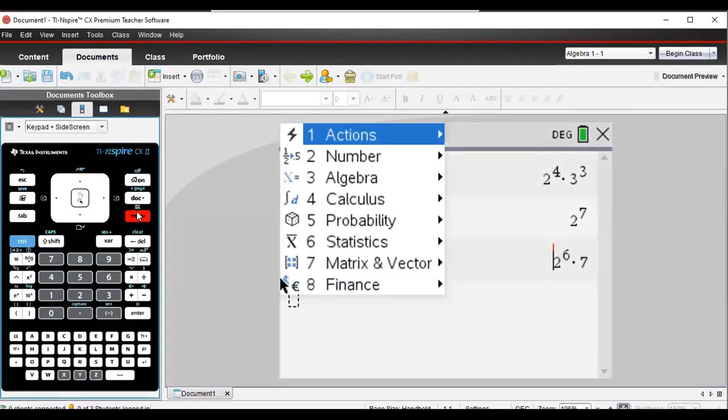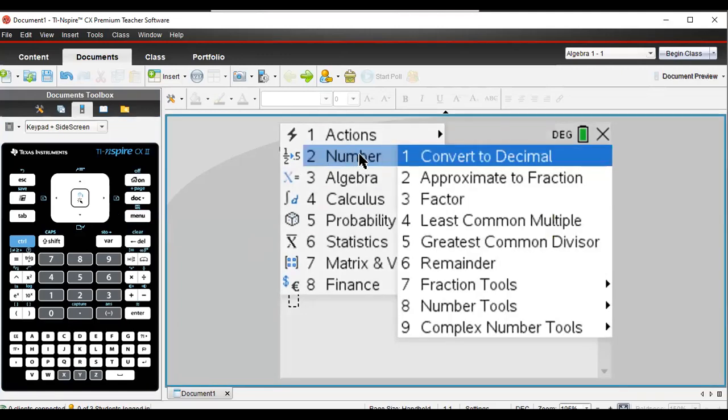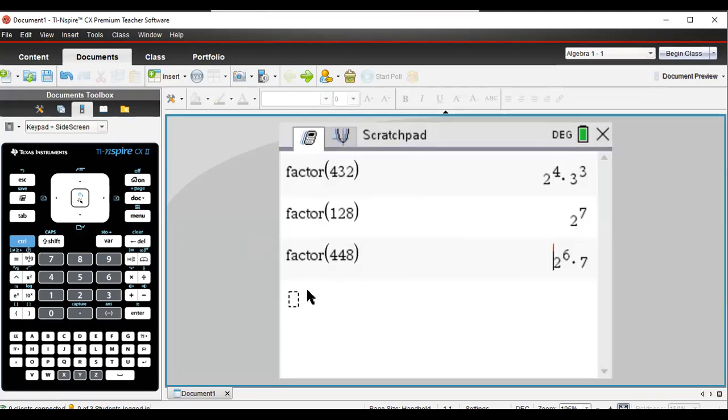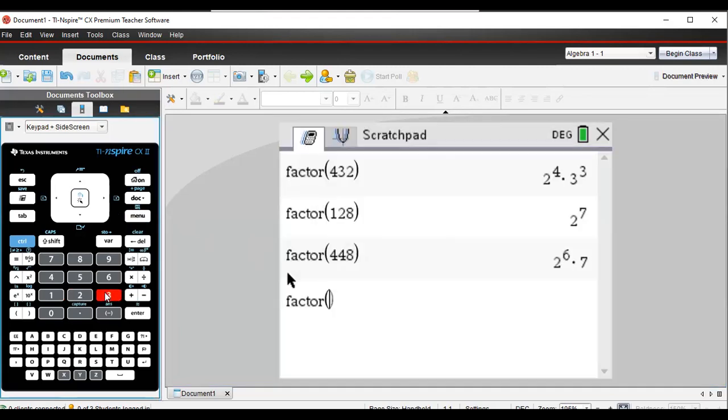So menu 2, 3, 2, 3, menu 2, 3, and then I go 275, press enter, and it says 5 squared times 11. Okay, so let's go back to the iPad, finish it up.